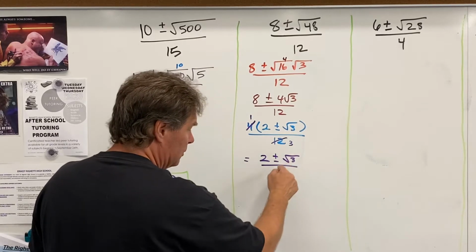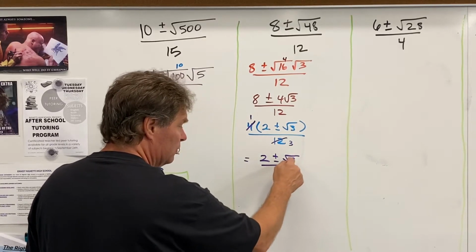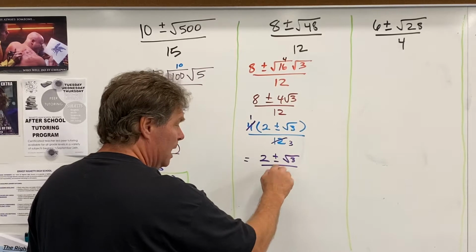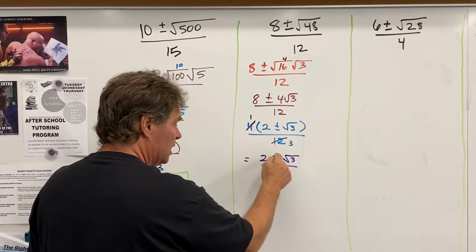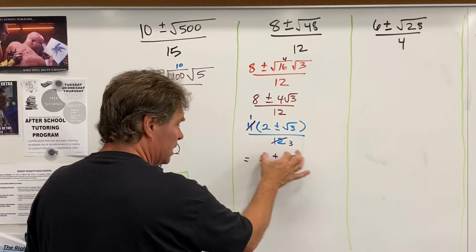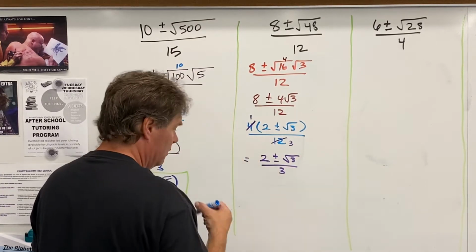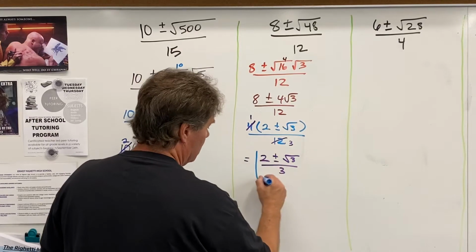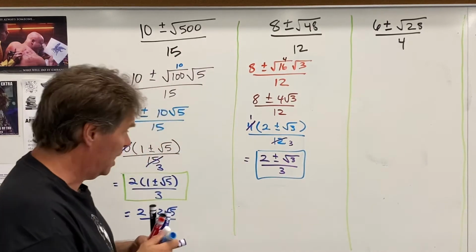You can't cancel the 3's for 2 reasons, because this is under a root and this is not, but also because these are stuck together with a plus or minus. You can't cancel things stuck together with a plus or minus, right? So there we go. That would be the simplified answer there.